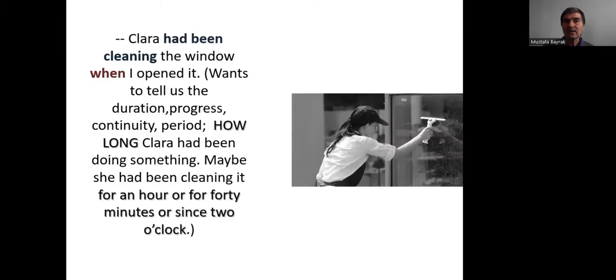But here, Clara had been cleaning the window. Clara had been cleaning the window when I opened it. This sentence wants to tell us the duration, progress, continuity, period, how long she had been doing something. This is important. So, Clara had been cleaning the window for 2 hours since 9 o'clock, and it is 11 o'clock now. So, Clara had been cleaning the window for 2 hours when I opened it, when I opened the window. Maybe she had been cleaning it for an hour or for 40 minutes or since 2 o'clock, etc. This part is important in past perfect continuous tense.